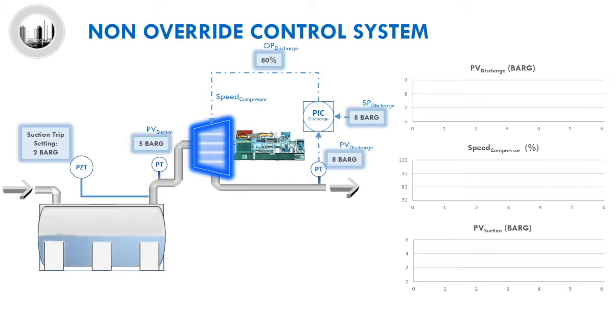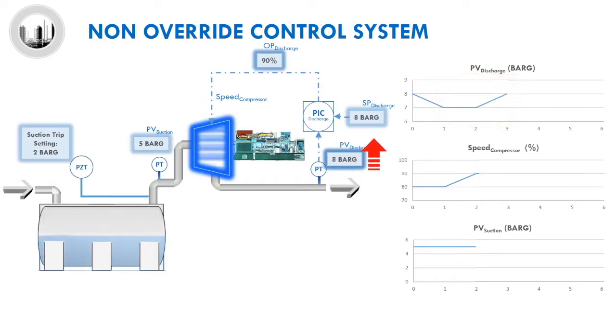To understand the terms of process variable PV, set point SP and output OP, please feel free to watch the previous video in this channel. For this example, the speed of the compressor is controlled by single process variable, which is the compressor discharge pressure. Let us assume a scenario when the discharge pressure reduced due to increased downstream demand. When the discharge pressure reduced to below set point, the controller will increase the speed of the compressor. With higher compressor speed, the discharge pressure will increase back to the set point.